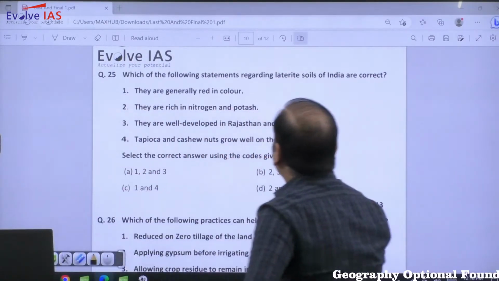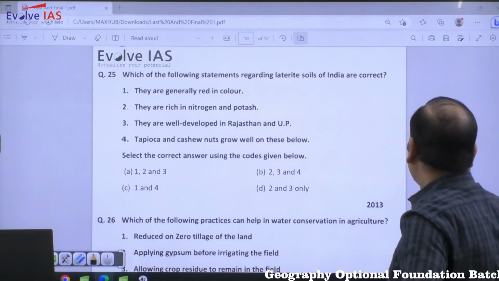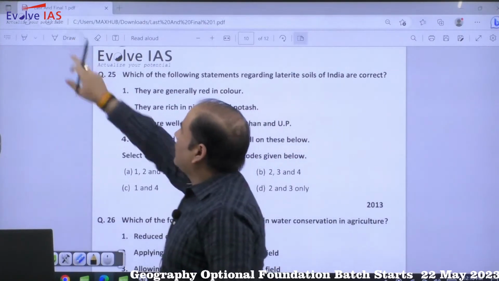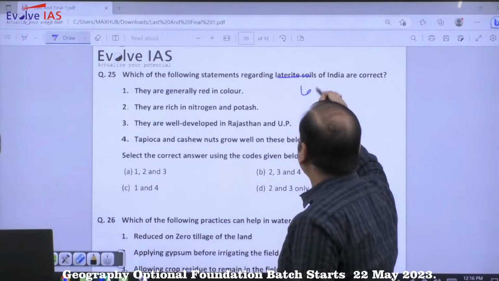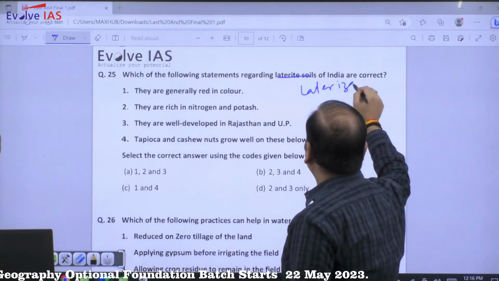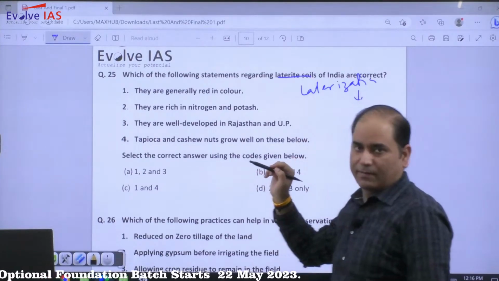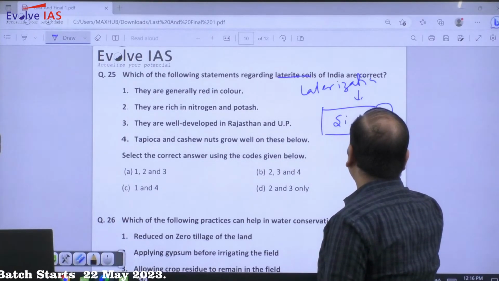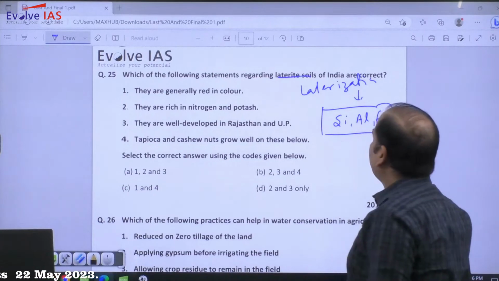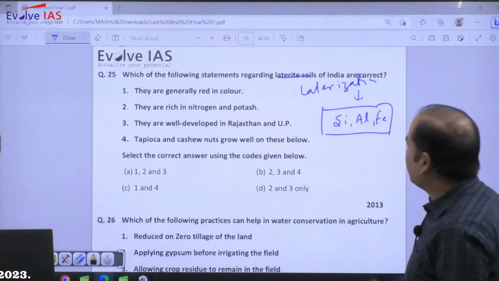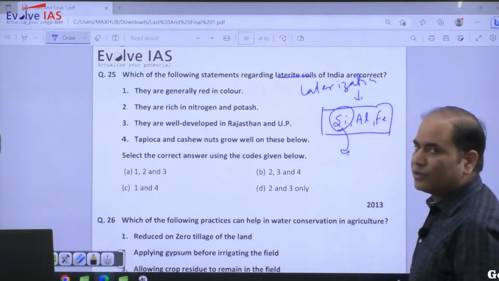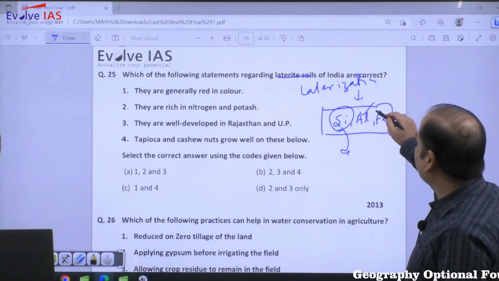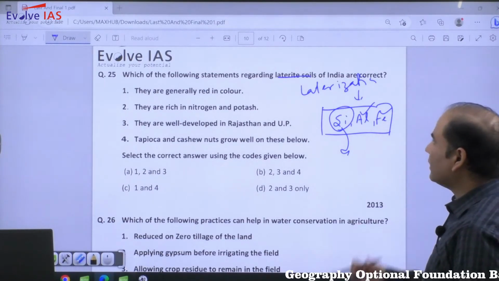Which of the following statements regarding laterite soil is correct? So this is also a question related to laterite soil. Laterite soil is the resultant of laterization. Laterization is a special form of leaching. So in this laterization, what happens? The upper part of the soil has silica, aluminum and iron. Silica will be leached out, leaving behind aluminum and iron. So the soil will have aluminum and iron in abundance.